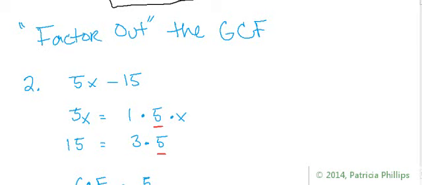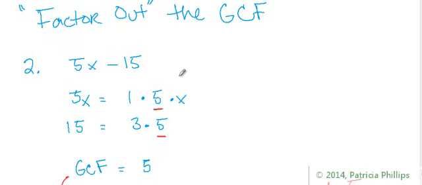Okay, so in number 2, we're going to have to do something after we find the greatest common factor. Let's say the question in the textbook or on the exam says, factor out the greatest common factor from 5x minus 15. So we'll start with 5x. 5x equals 1 times 5.